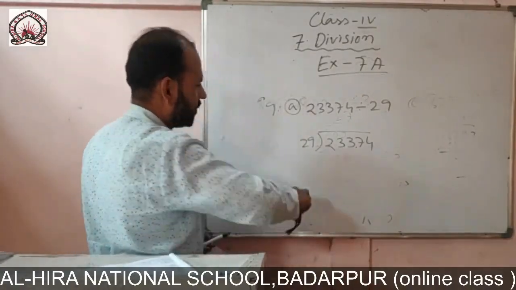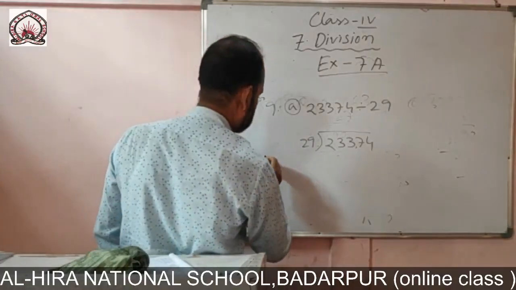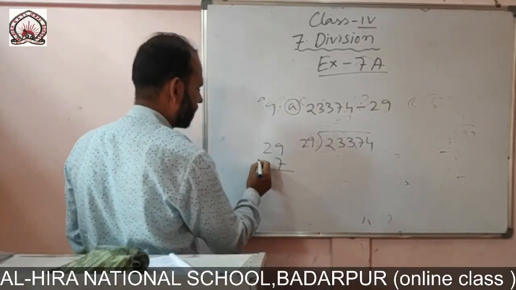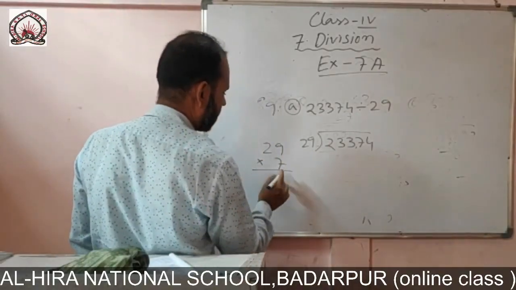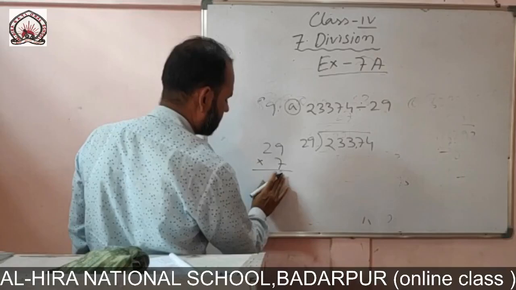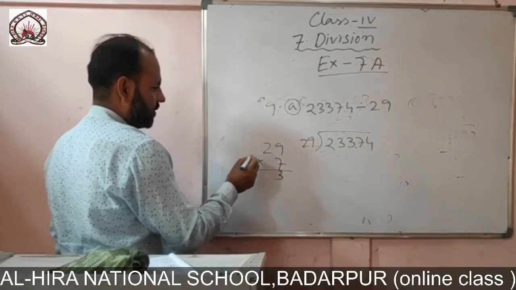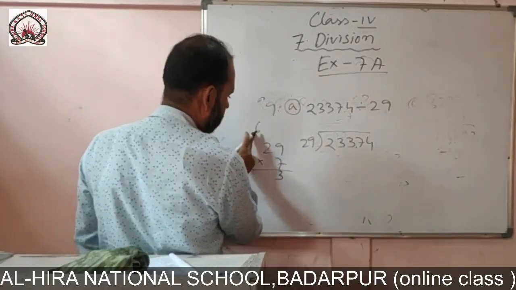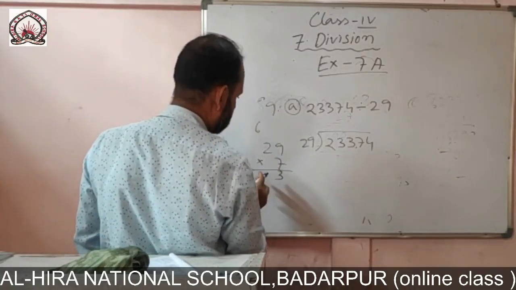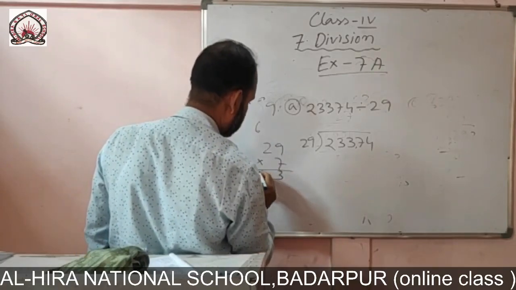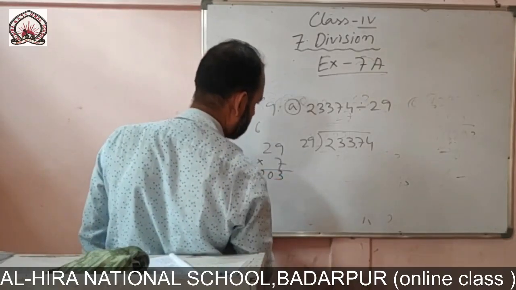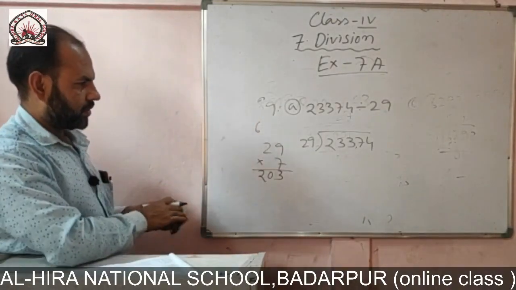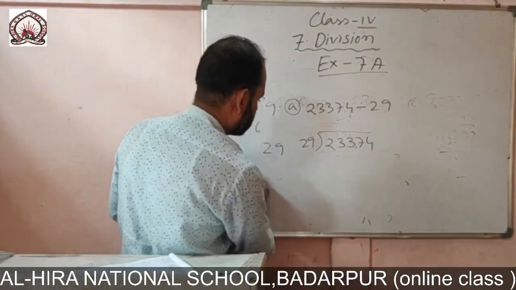Let's we try with 7. 7 9 jar 63. 63 is 3, 6 in my hand. 7 2 jar 14. 14 plus 6, 20. So 7 also it is less. Once again we try 8 times.